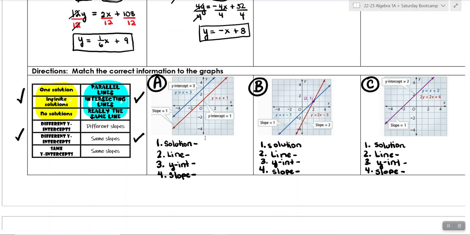All right, so the first one, what type of solutions is A? No solution. Yes, this one is no solution. What type of lines are these? Parallel lines. Yes, they're parallel lines.